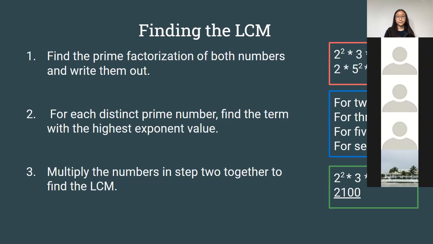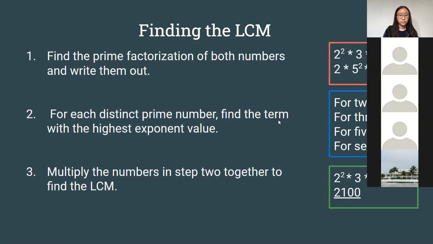So for each distinct prime number, we have to find the term with the highest exponent value. 5 is a distinct prime number, so the term with the highest exponent value would be 5 squared, because 5 squared has a higher exponent than just 5, which is 5 to the first power. But we also have that 2, and it's the only 2 and it's distinct. So we take that 5 squared and multiply it by 2 and we get 50. And that's how we get the LCM.